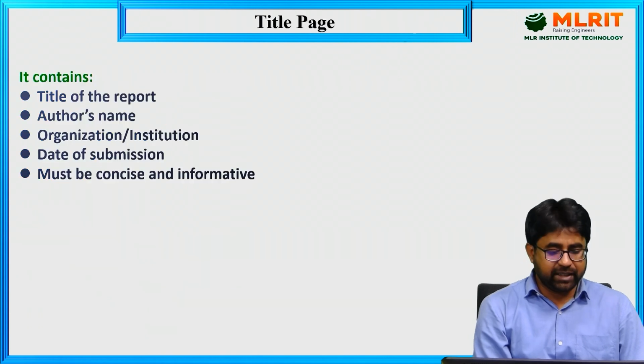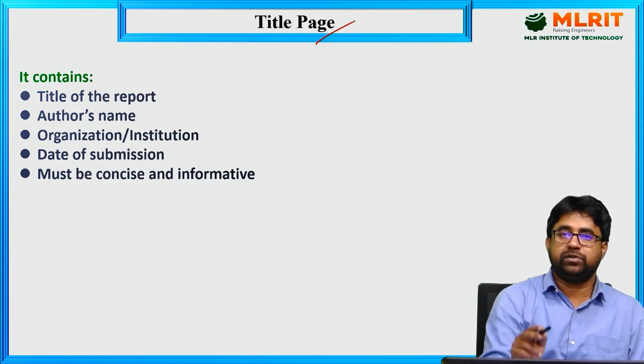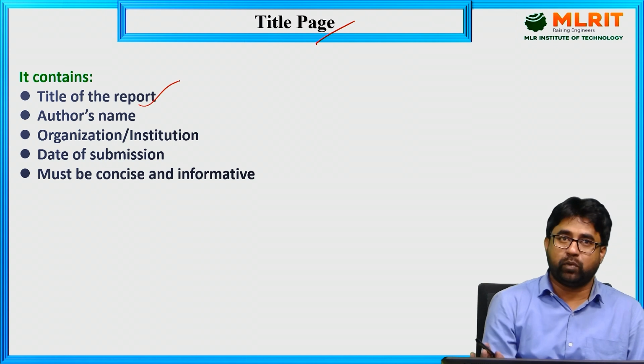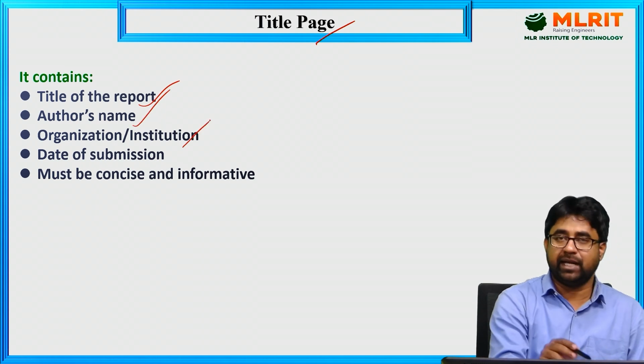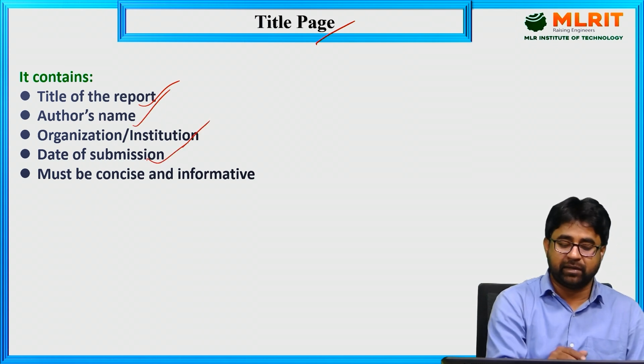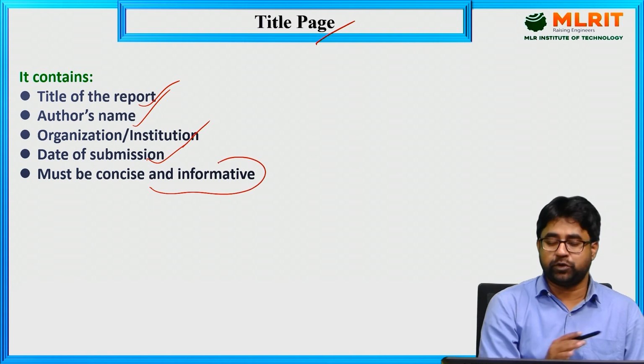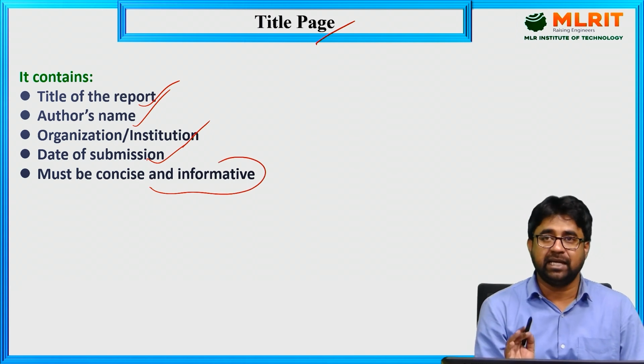Now let's see each of these. So what will the title page contain? The title of the report, the author's name, organization or institution, and date of submission. It must be concise and informative. It should not be too long.